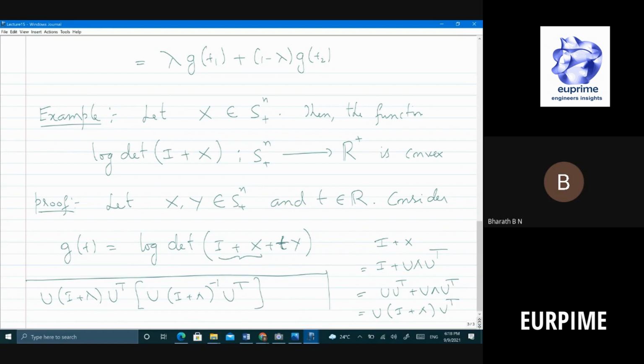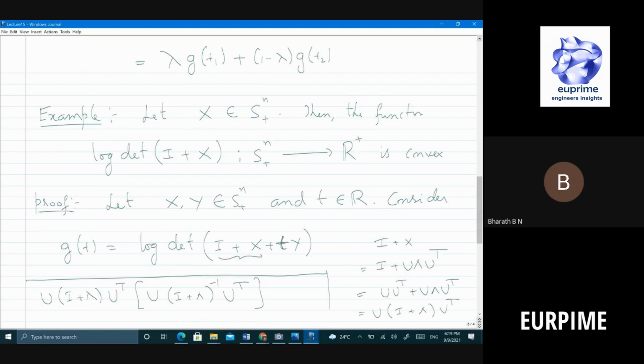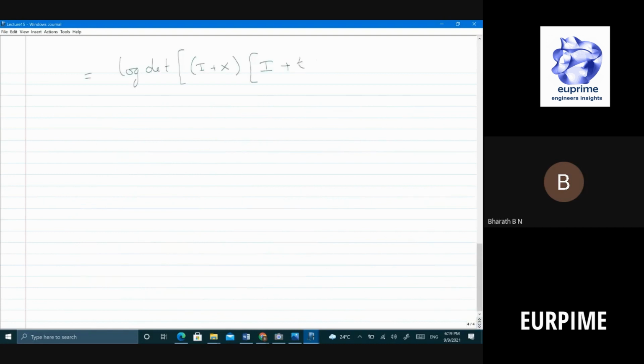So what I'm going to do is take identity plus x out. What do I get? I get identity here, in the place of identity plus x, because I have pulled it out. Then what do we have here? We have t times y, right? If I pull a matrix out, A plus B, if I pull A out, what would we get? Identity plus A inverse B, right? So I should get identity plus t times identity plus x inverse y. Do you agree with this, everyone?